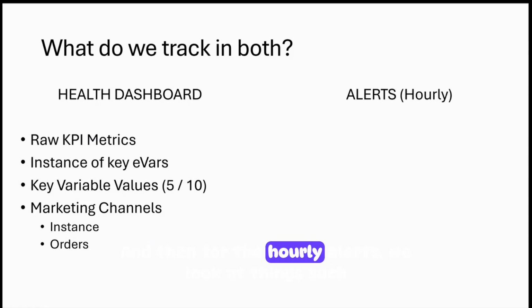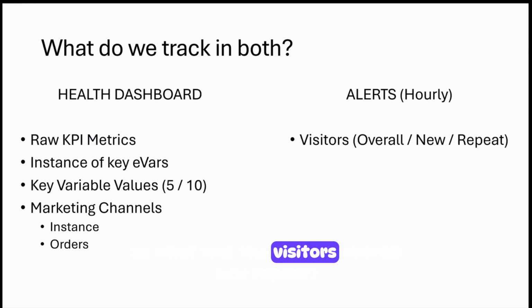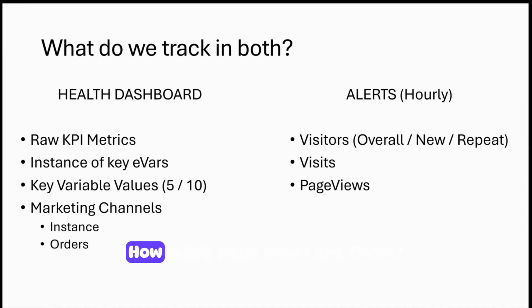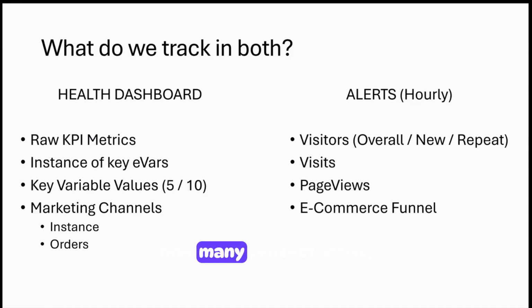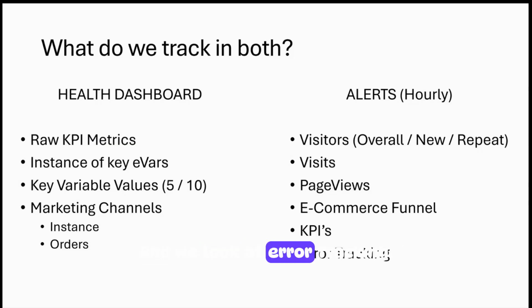And then for the hourly alerts, we look at things such as what was the visitor's overall new repeat? How many visits are there? How many page views are there? How many product views, product adds, basket views, checkout? We focus on the KPI. So what are the key metrics that are going through this? And we look at error tracking.